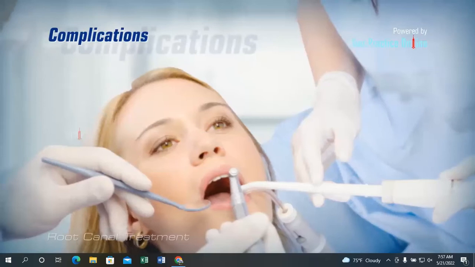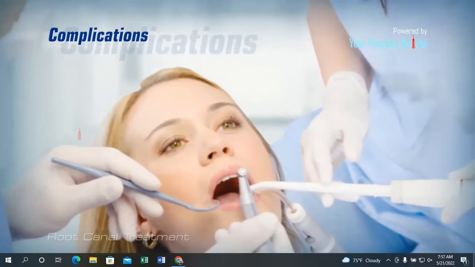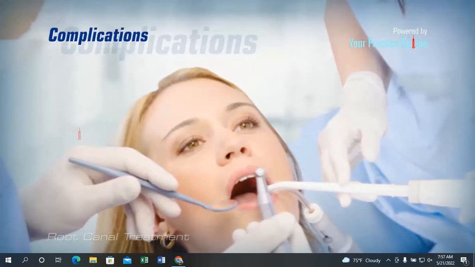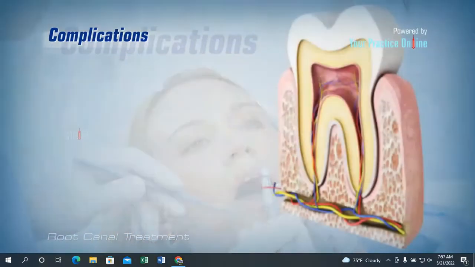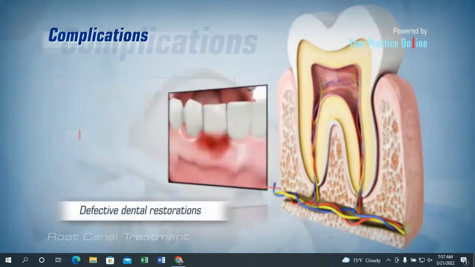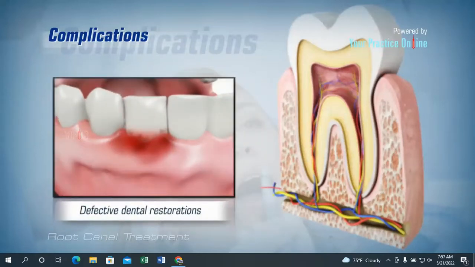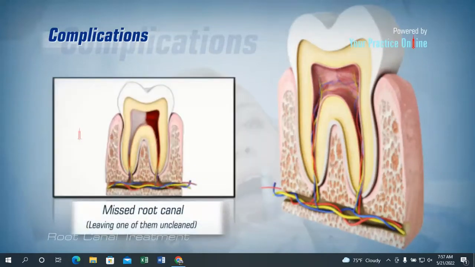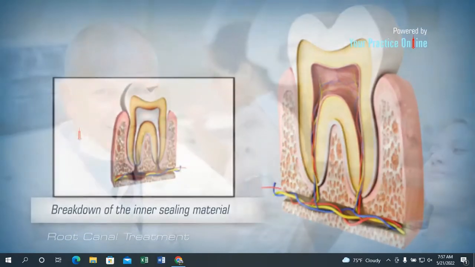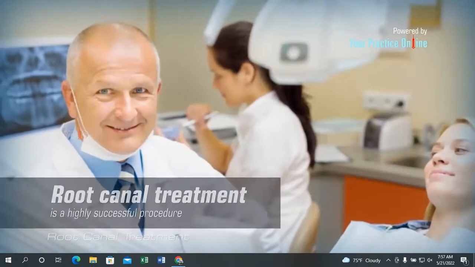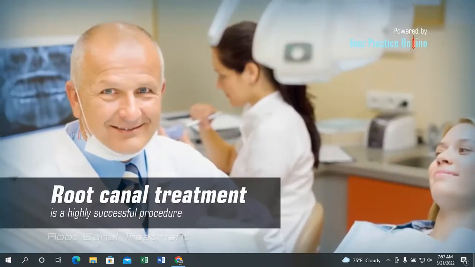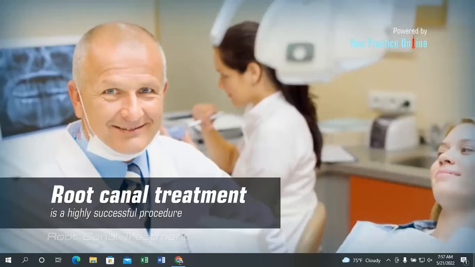Complications. As with most dental procedures, complications can occur. After root canal treatment, new infections may occur from an undetected crack in the root of the tooth, defective dental restorations, a missed root canal, leaving one of them uncleaned, or breakdown of the inner sealing material over a period of time. Root canal treatment is a highly successful procedure, and many teeth fixed with a root canal can last a lifetime with proper care.